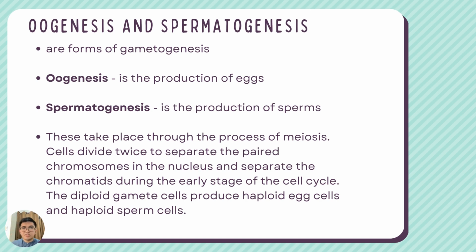Next, we have oogenesis and spermatogenesis. These are forms of gametogenesis. Oogenesis is the production of eggs. Spermatogenesis is the production of sperm. This takes place through the process of meiosis. Cells divide twice to separate the paired chromosomes into the nucleus and separate the chromatids during the early stage of the cell cycle. The diploid gamete cells produce haploid egg cells and haploid sperm cells.